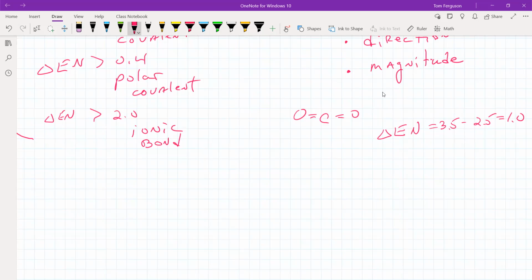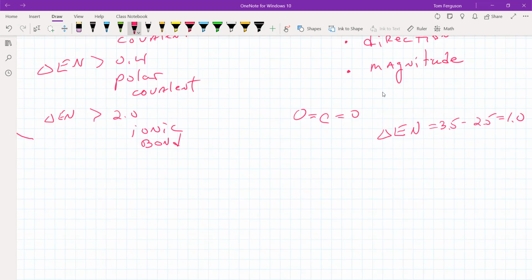So in our chart, 1.0 means: is that a pure covalent, non-polar covalent, polar covalent, or ionic? Polar covalent. Polar covalents have a dipole. Even non-polar covalents have a diminishing dipole till it gets down to pure. There's no dipole.